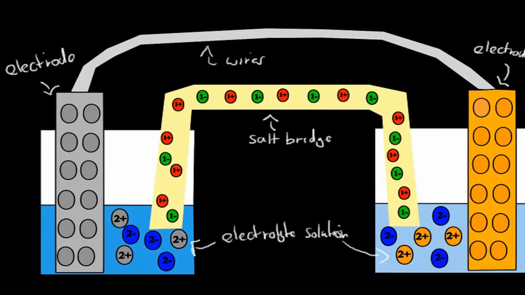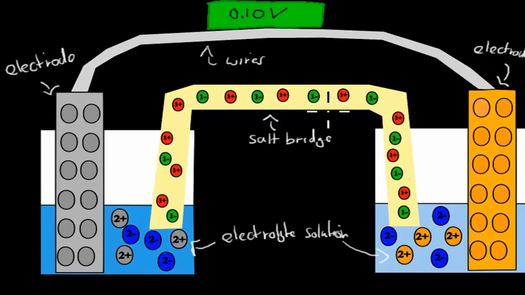Also, the one thing I mentioned last time was the voltmeter, which would be somewhere around here, connected to measure the flow of electrons. It would give you a reading, so we might get, you know, 0.10 volts if electricity flows.